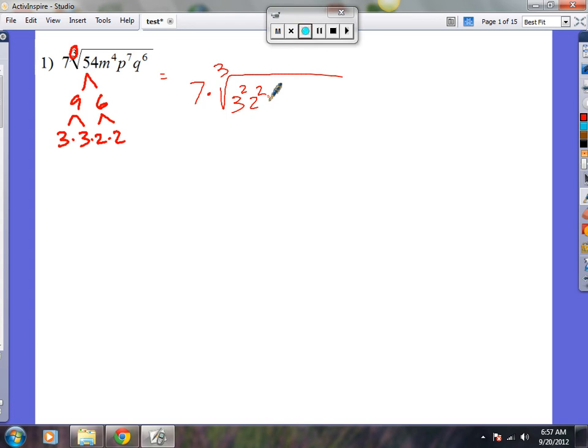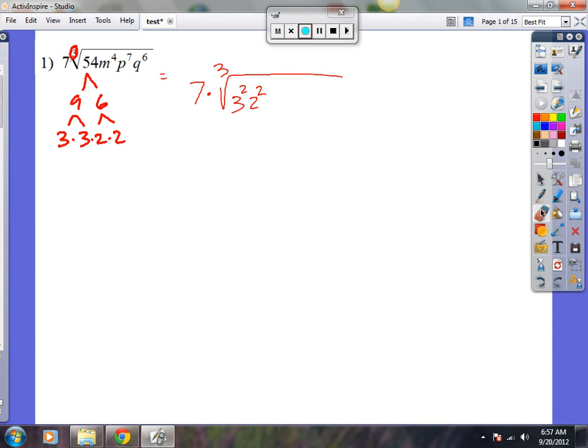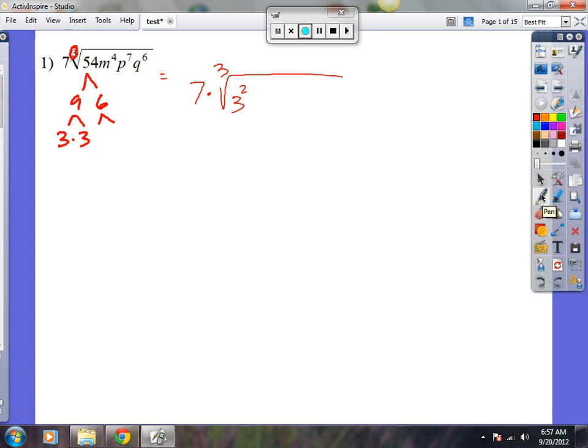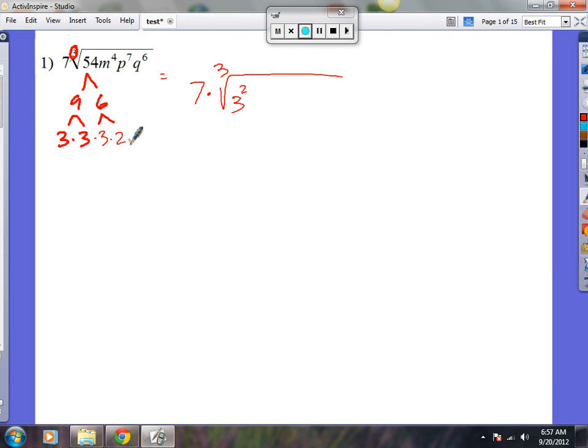I think I messed up. I don't think it's going to be 2 squared, because where I messed up is right here. 6 is not 2 times 2. 6 should be, instead of 2 times 2, a 3 times a 2. There we go. So we're actually going to have 3 of these 3's, and then times only one of the 2's.